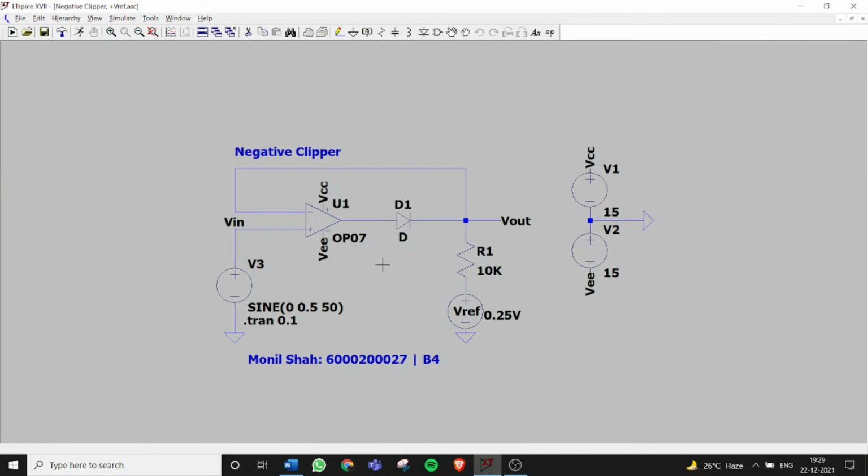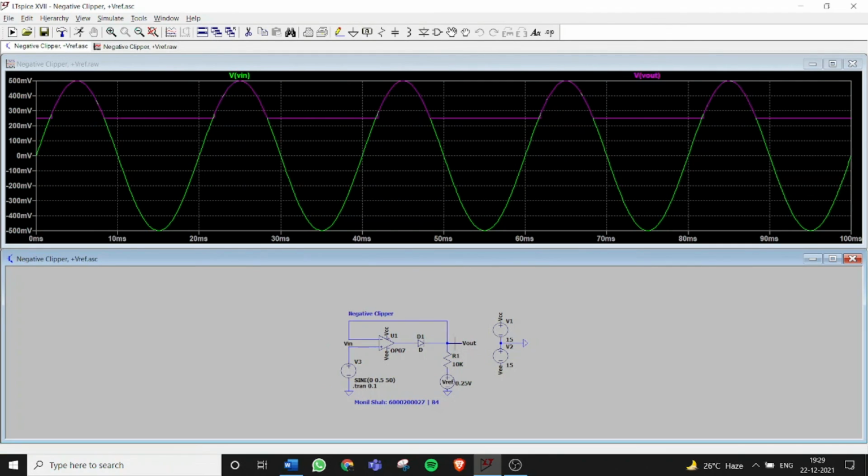Diode D1 is inverted as compared to the previous positive clipper, and in this case, if Vin is greater than Vref, we get Vin at the output, and if Vin is less than Vref, we get Vref at the output. So let's run this. Yeah, so basically if Vin is greater than Vref, then the wave below Vref gets clipped. And if we give Vref as minus 0.25 volt, the output will be inverted.